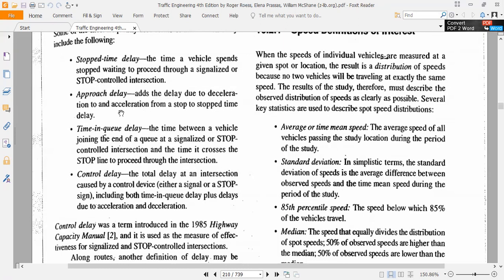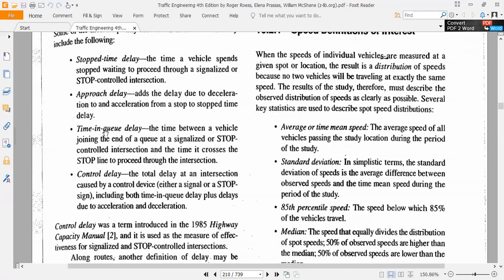For example, approach delay means if you are approaching a signalized intersection and the red light is on, you will be decelerating and come to a stop. So the time lost in this, plus when the signal turns green and you have to start moving, the time lost while accelerating your vehicle. So that is the approach delay.